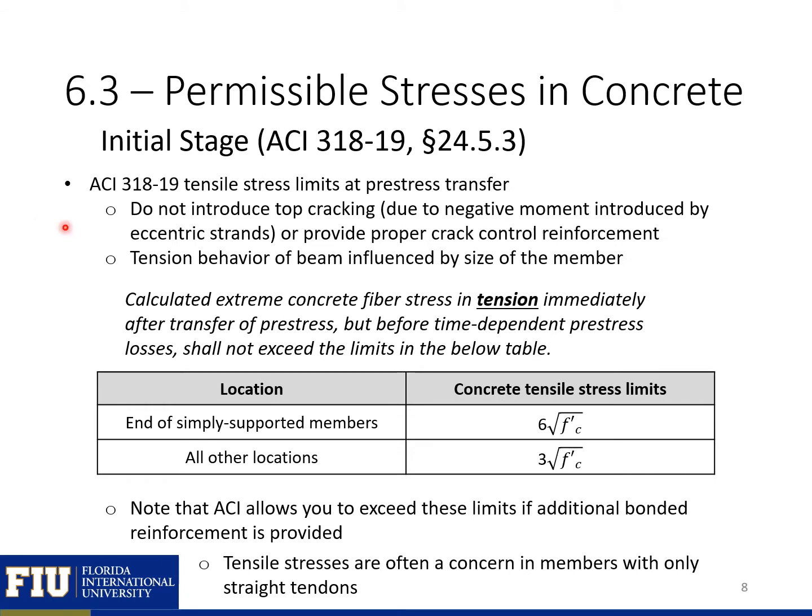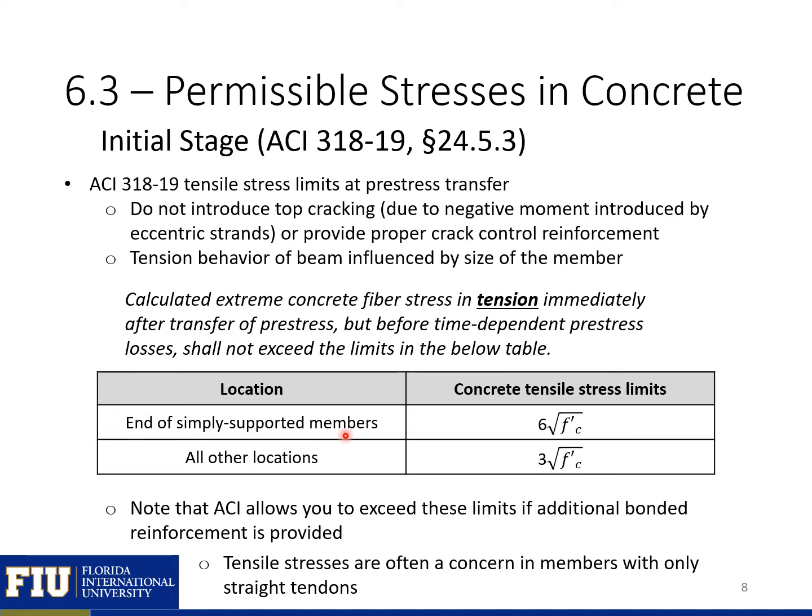ACI 318 also has tensile stress limits at release, and I summarize these here. And essentially what we're trying to do is we're trying to prevent cracking at the time of release in the end regions. One of the main advantages of pre-stressed concrete is we can keep our beam uncracked, so we want to make sure it doesn't crack when we first build it. So you can see that the limit again is differentiated between whether we're at the end of a simply supported member or at another location here.